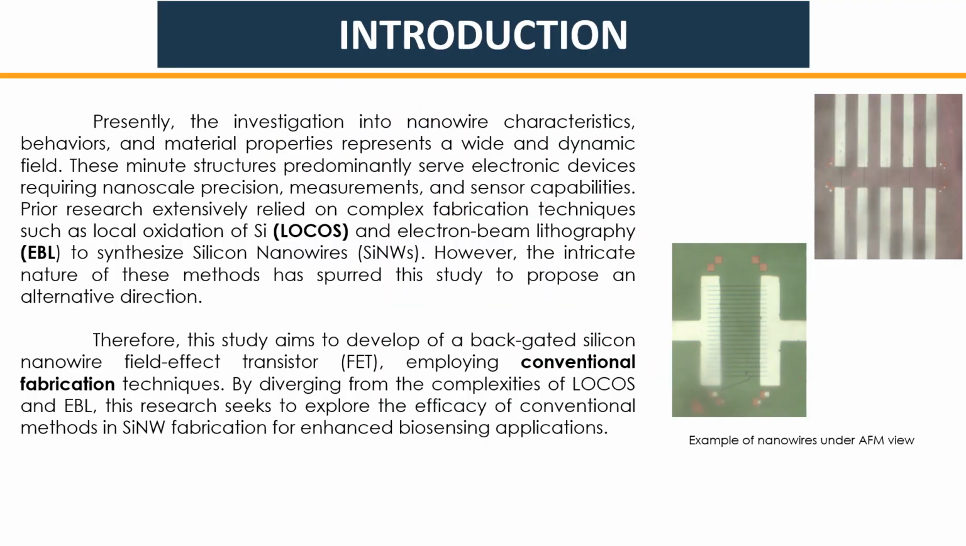Previously, silicon nanowires were made using complex methods like local oxidation of silicon (LOCOS) and electron beam lithography (EBL). Meanwhile, this research takes a different approach. We focus on creating a backgated silicon nanowire field effect transistor by using simpler conventional fabrication techniques. The goal is to show that these straightforward methods can be just as effective as the complex ones previously used.